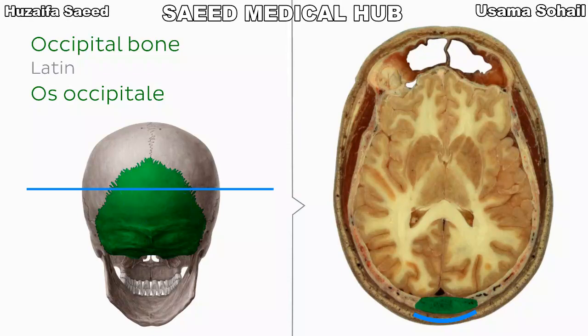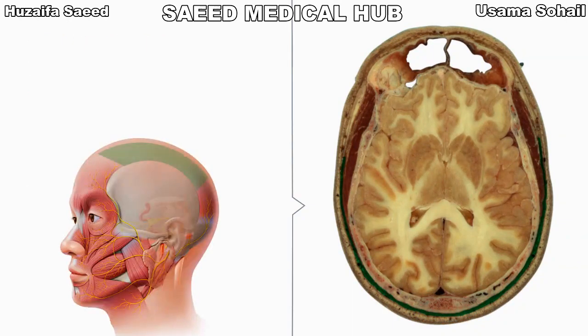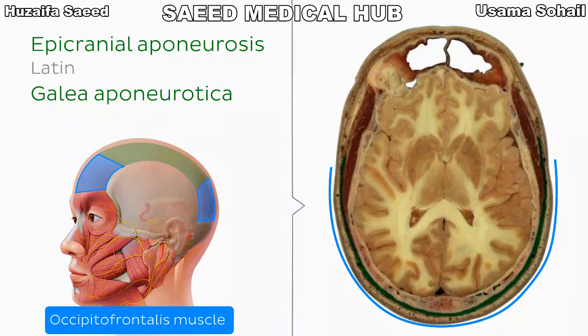Our final structure in this part of the tutorial is this one highlighted in green and located just under the skin that we see here. We find a very thin layer of connective tissue overlying the bones of the cranium. This is called the epicranial aponeurosis. The name itself tells you exactly where and what it is. It's a fibrous tissue above the cranium. To be more specific, we can describe it as the flat fibrous sheet situated between the frontal and occipital bellies of the occipitofrontalis muscle.